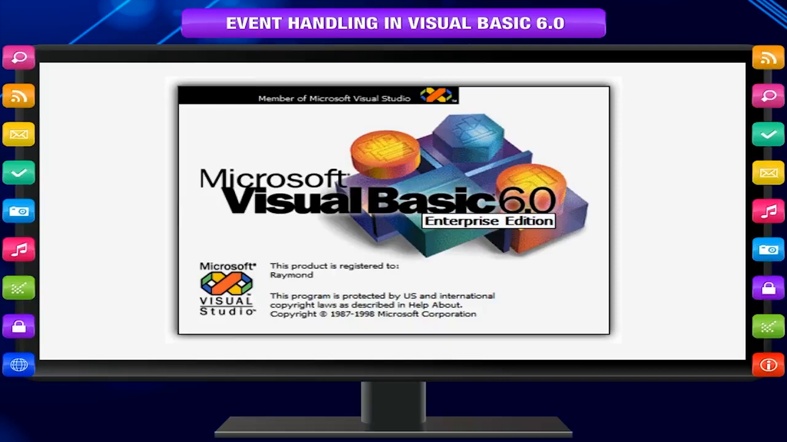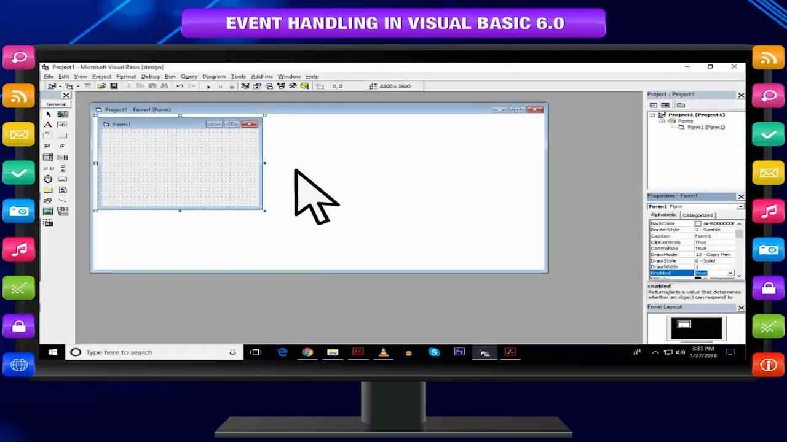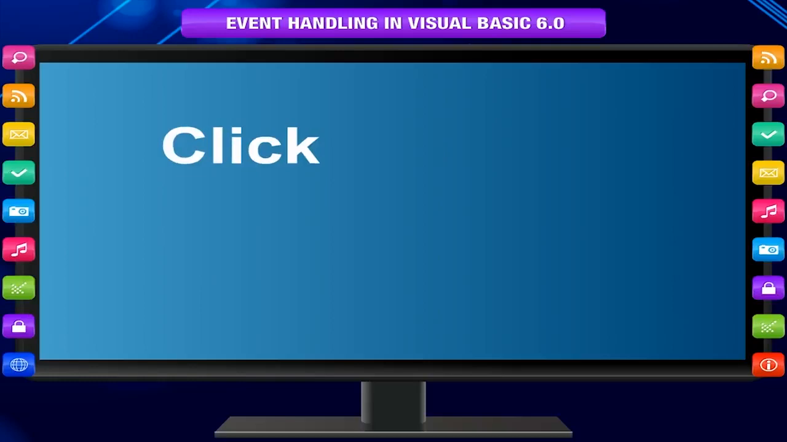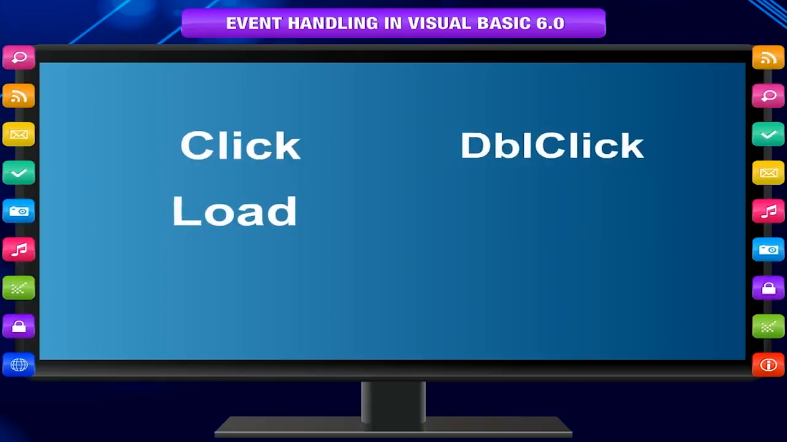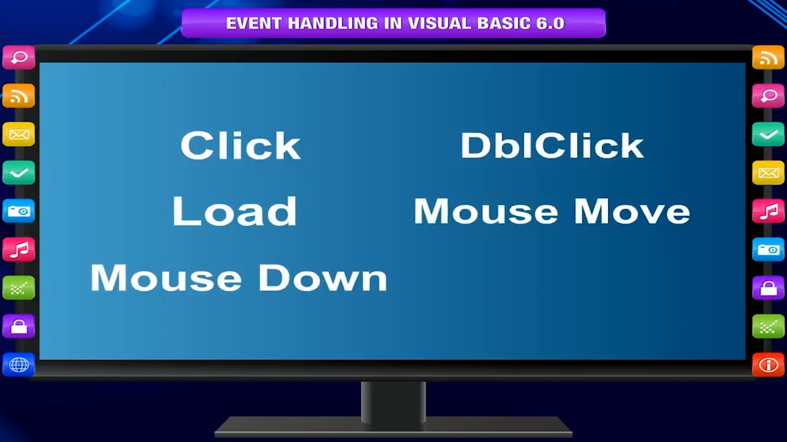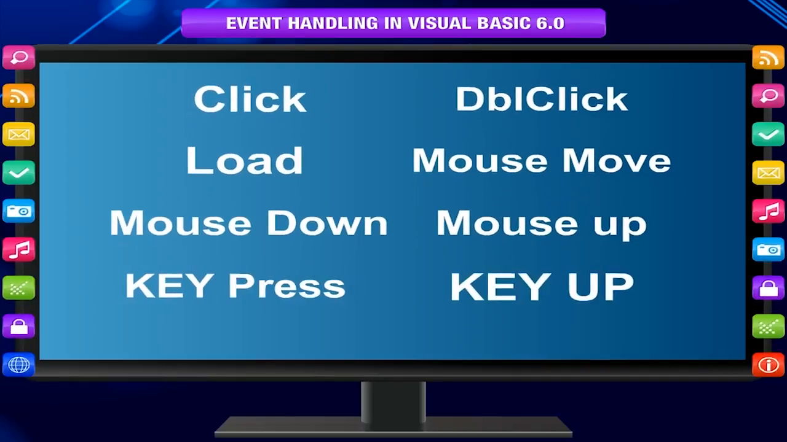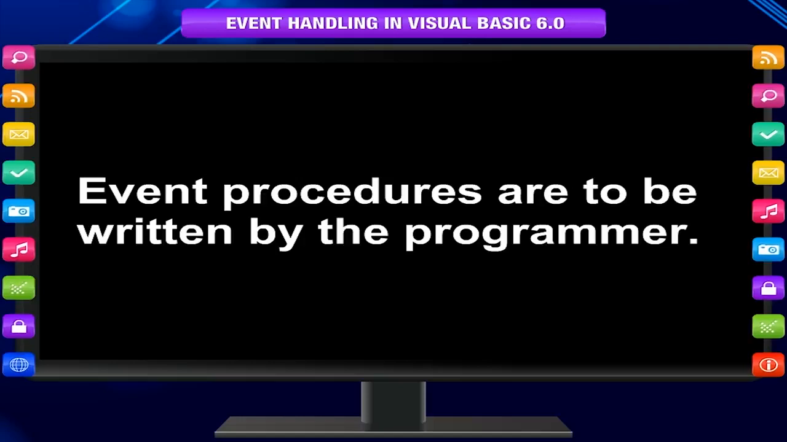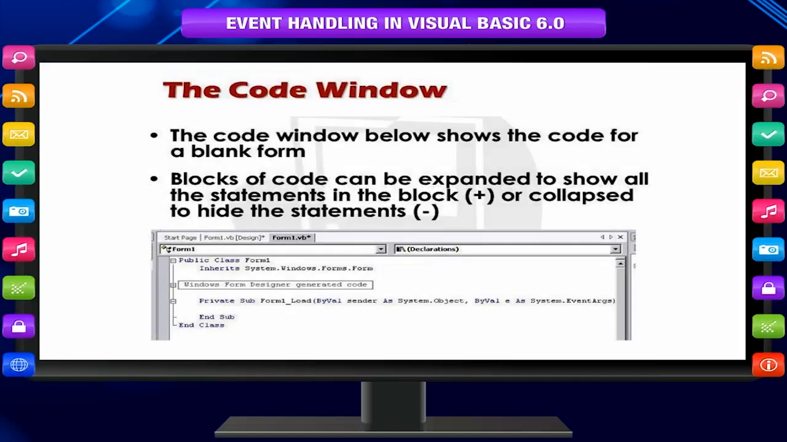Visual Basic is an event-driven programming language. When you click, double-click, press a key or move the mouse, the particular block of code, the procedure of the corresponding event, is executed. The common events are click, double-click, load, mouse move, mouse down, mouse up, key press, key up, key down, etc. Event procedures are to be written by the programmer. The procedure code tells Visual Basic what to do to handle a particular event.